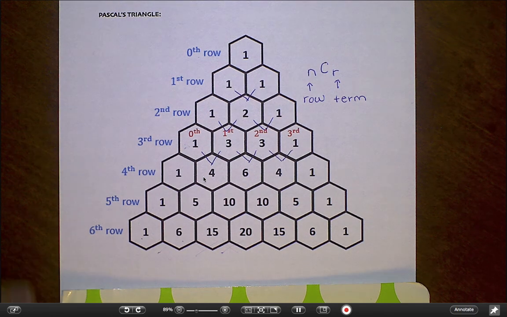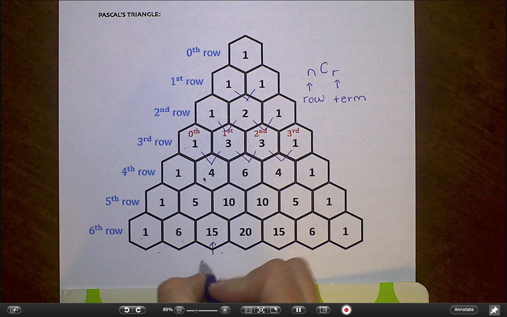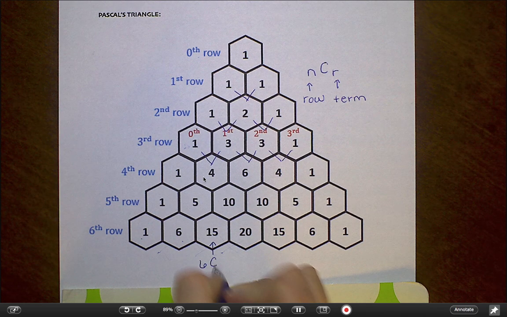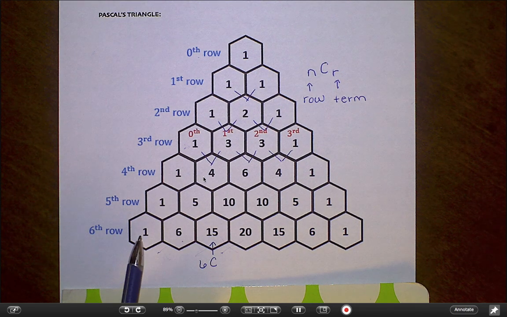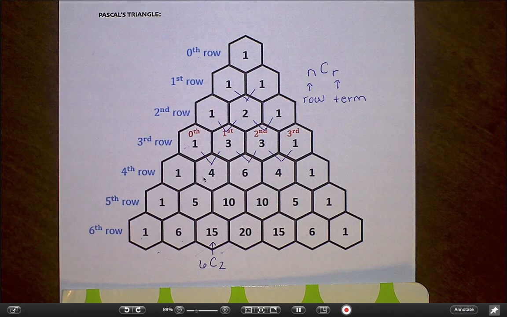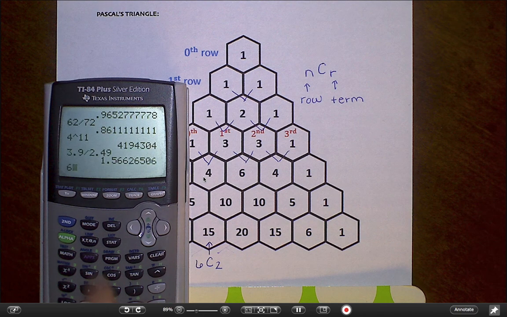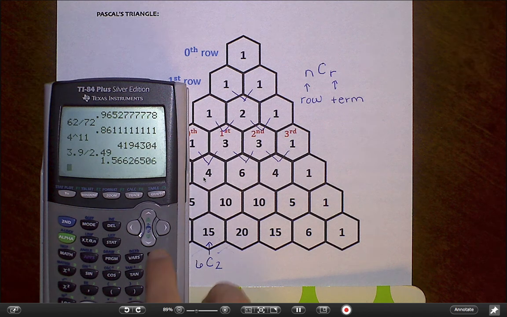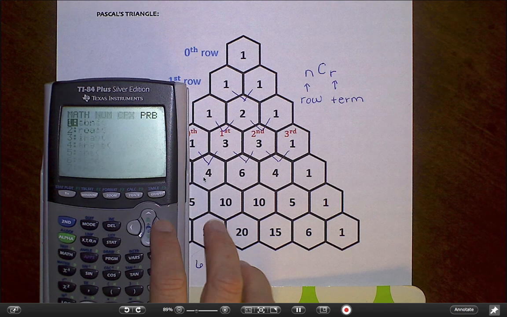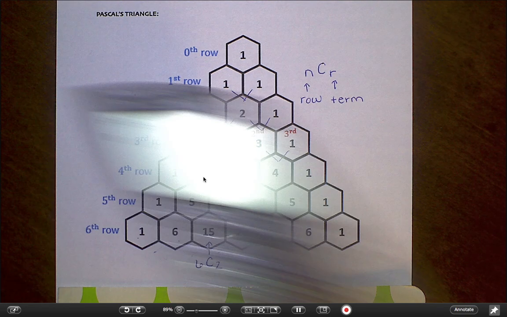Okay, so for example, this 15 right here is in row 6. If I did 6C, and then this would be 0, 1, 2, so 6C2, if I were to calculate that using the method we learned in our calculator, 6C2, we should get 15, okay? You can try that with some others.